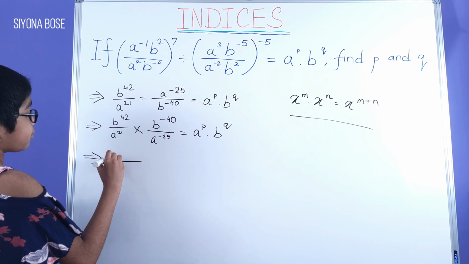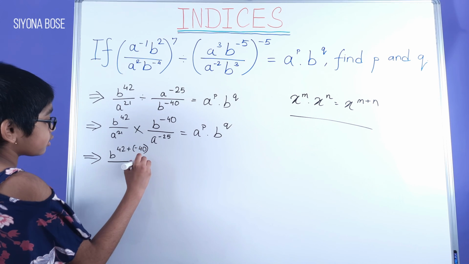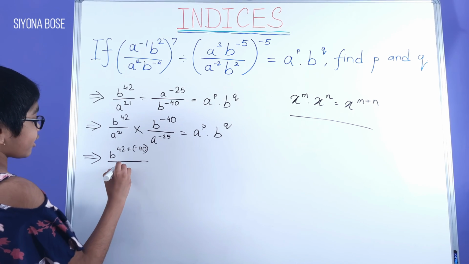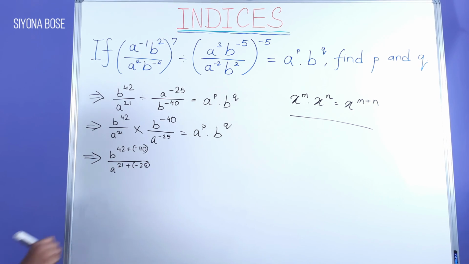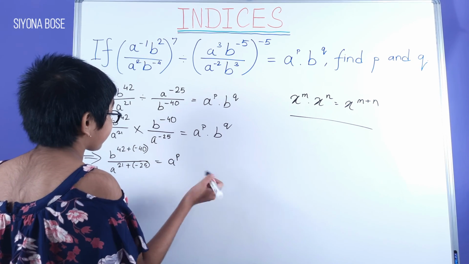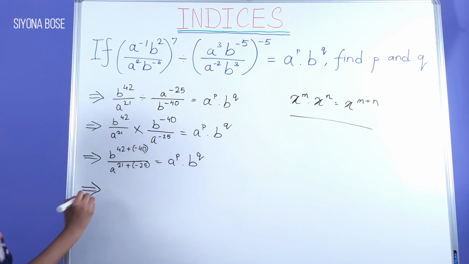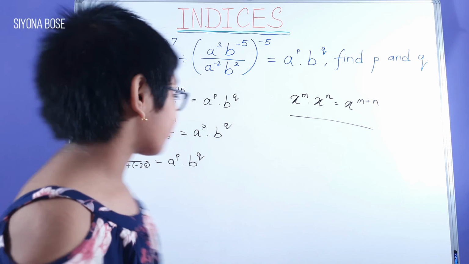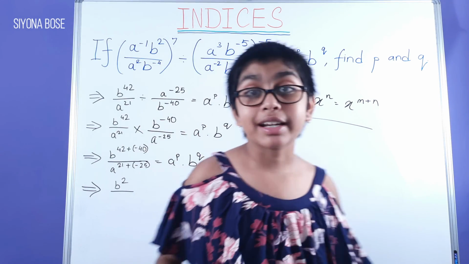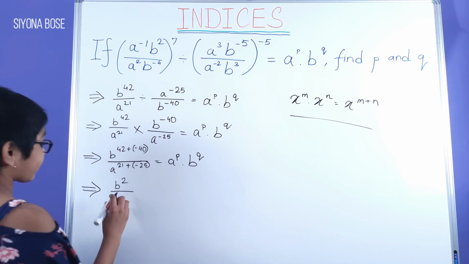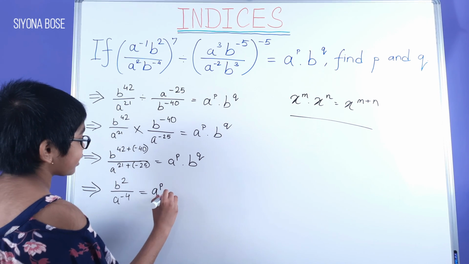implies that b to the power of 42 plus minus 40 and a to the power of 21 plus minus 25 equal to a to the power of p into b to the power of q. Now it's 42 minus 40, which is 2. B squared by 21 minus 25, which is minus 4. A to the power minus 4 equal to a to the power of p into b to the power of q.